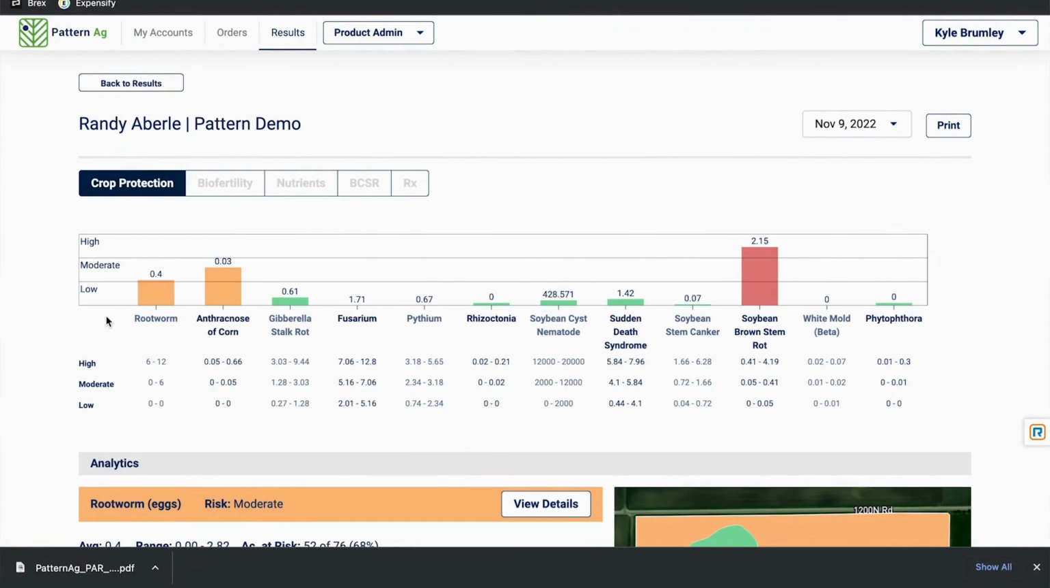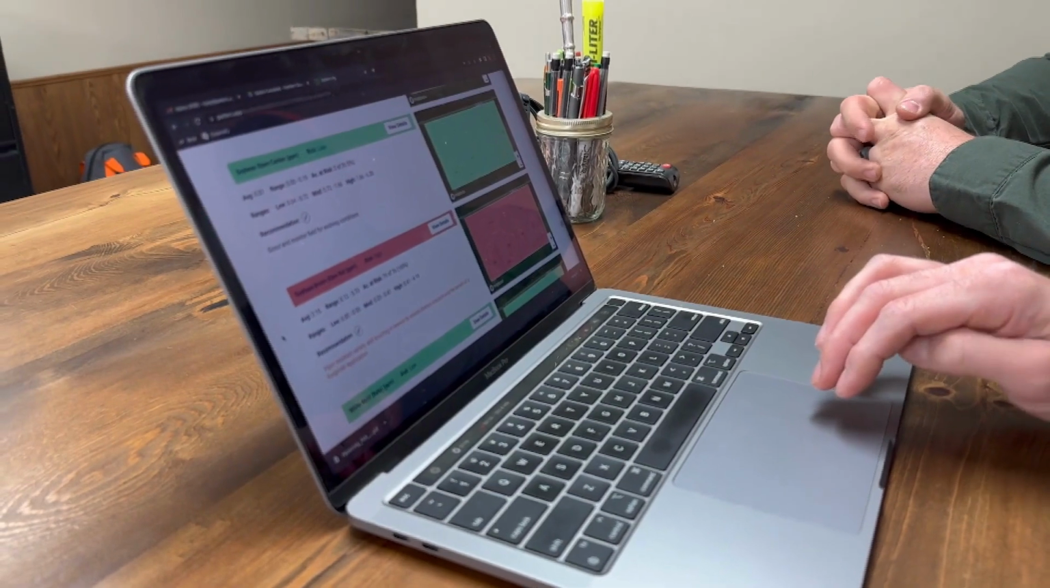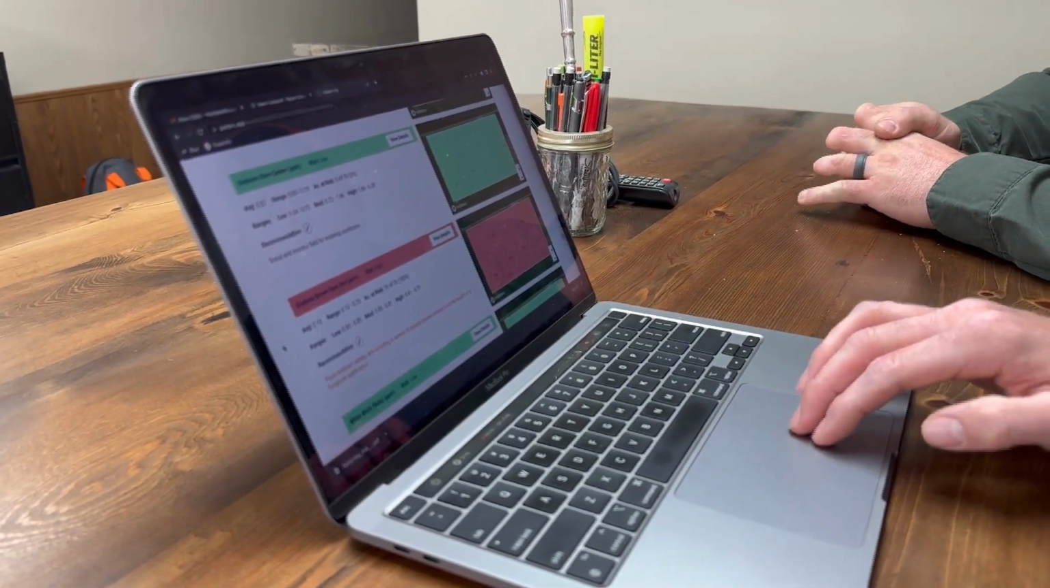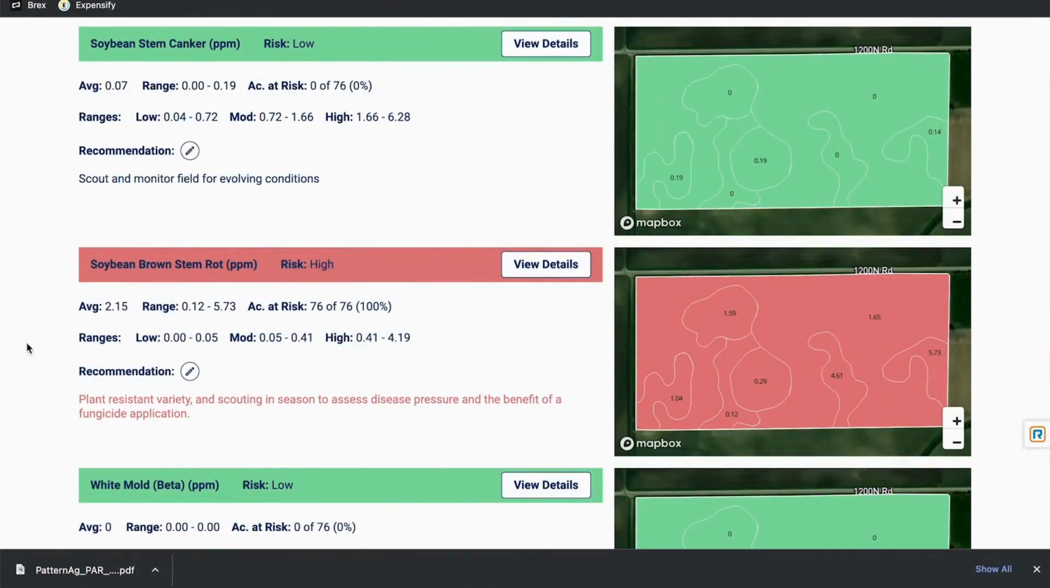So this field was in corn this past year and going to beans, correct? Correct. The thing I found interesting about this data set is it's something completely different. Kyle went on to some of the diseases and potential risks that Randy could be facing in 2023. Soybean stem canker, brown stem rot, white mold. So, out of all the different categories we've looked at today, brown stem rot is the one that's lighting up as high risk for you.